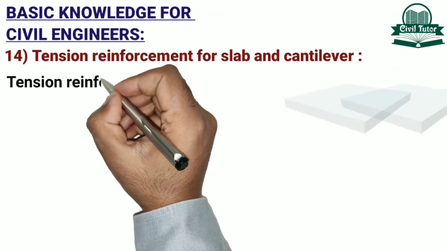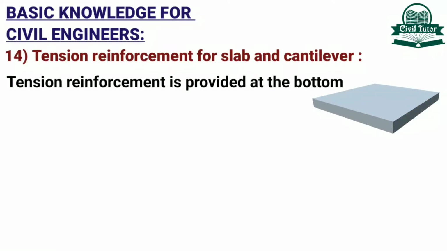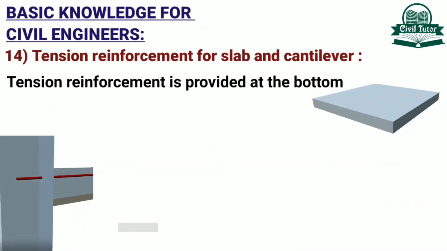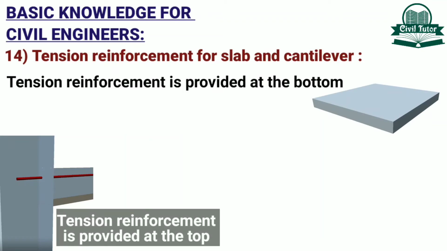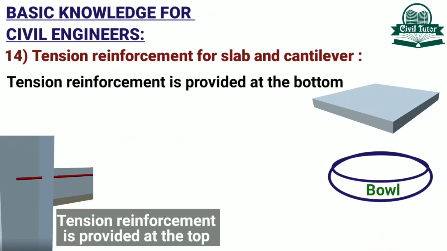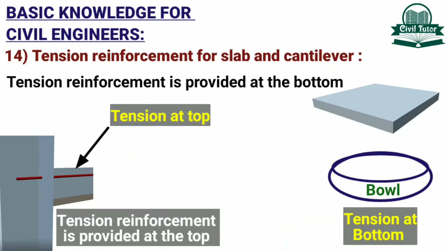The tension reinforcement is provided at the bottom in case of a slab, while in case of a cantilever it's provided at the top. This is because the slab tends to bend in a bowl-shaped manner, that is, it encounters tension at the bottom, while in case of a cantilever, the tension forces are encountered at the top.